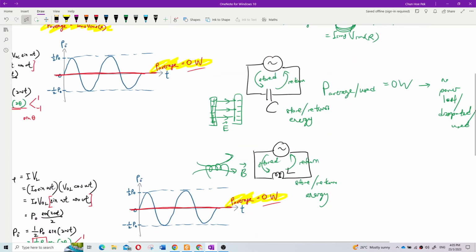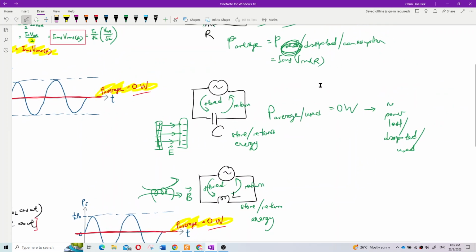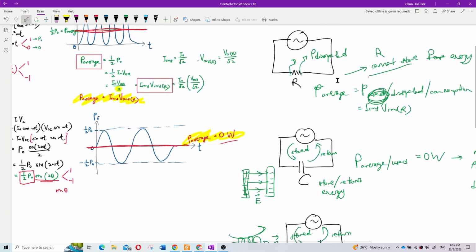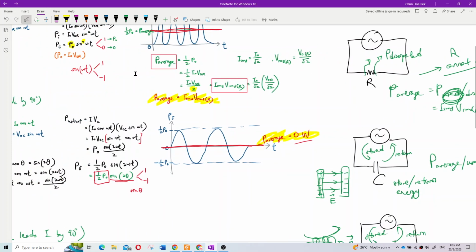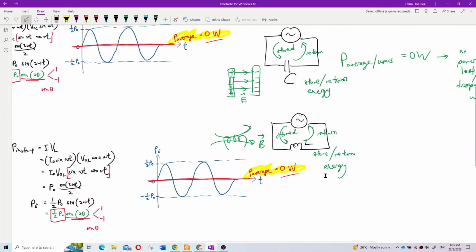So capacitor and inductor do not use energy, so average power is 0. But a resistor cannot store energy, so it uses energy. The formula to calculate how much power consumption is just take the root mean square current multiplied by the root mean square voltage. And that's all for today's lesson.